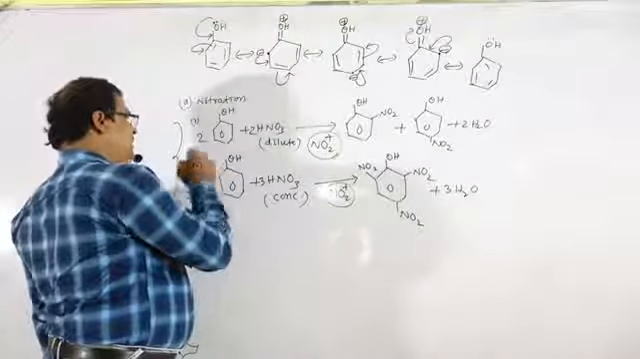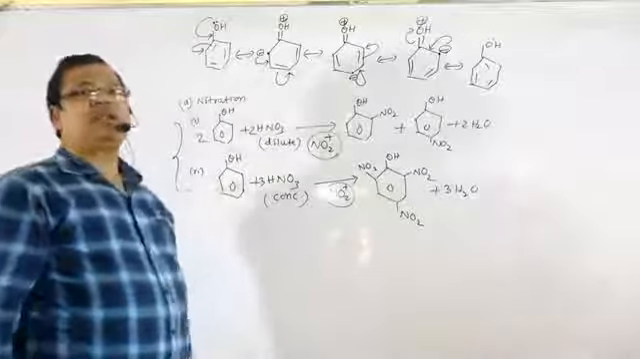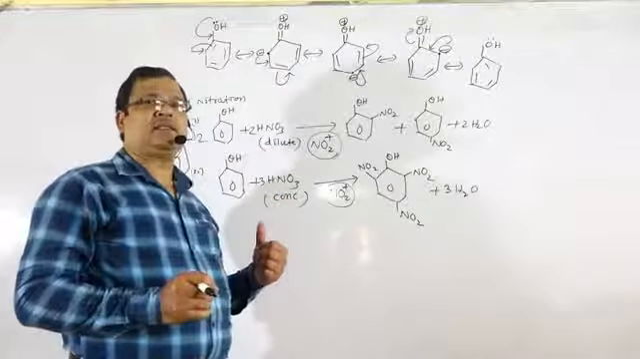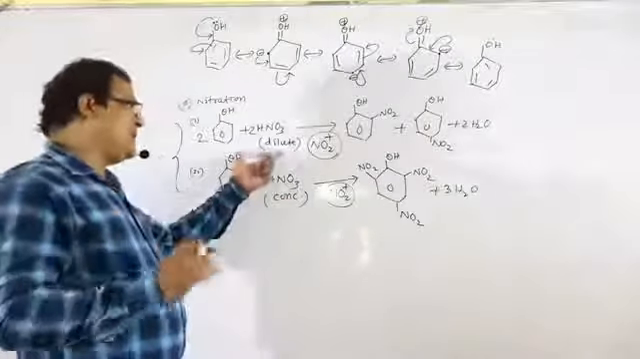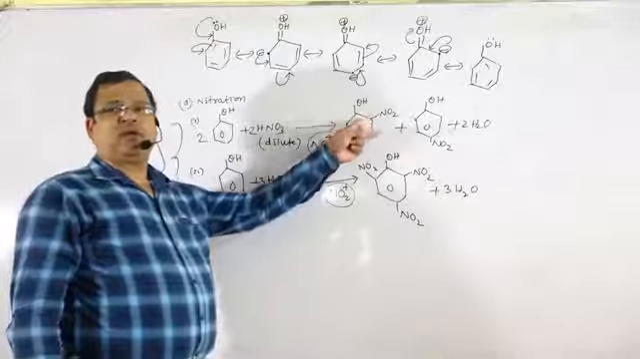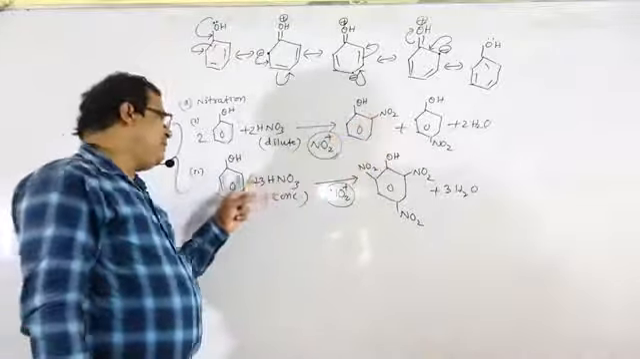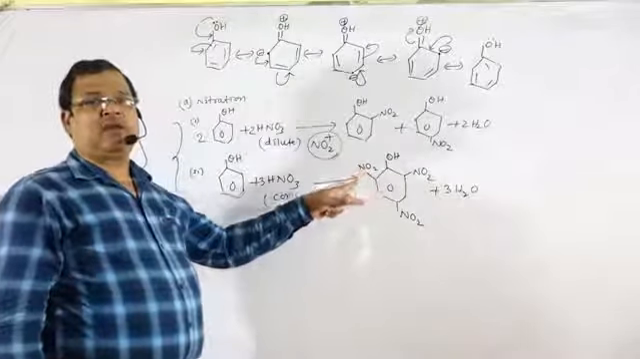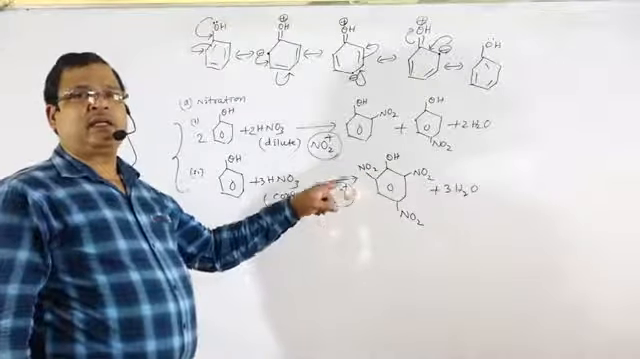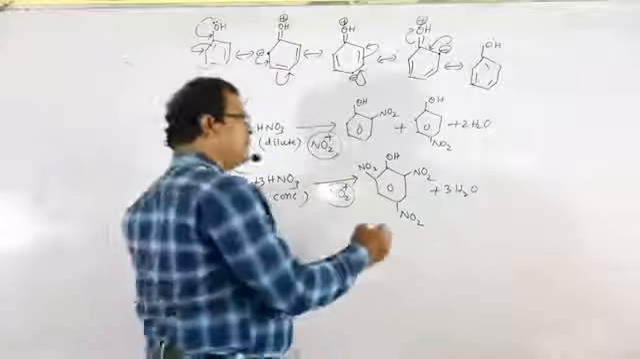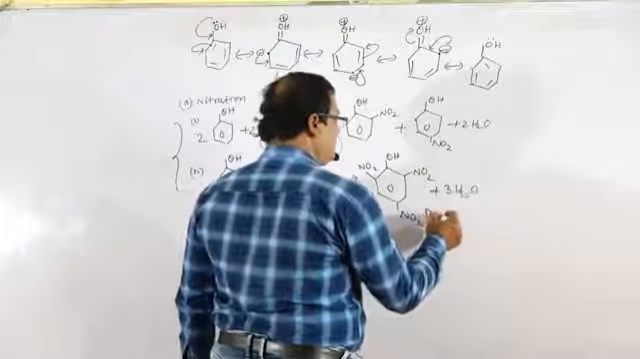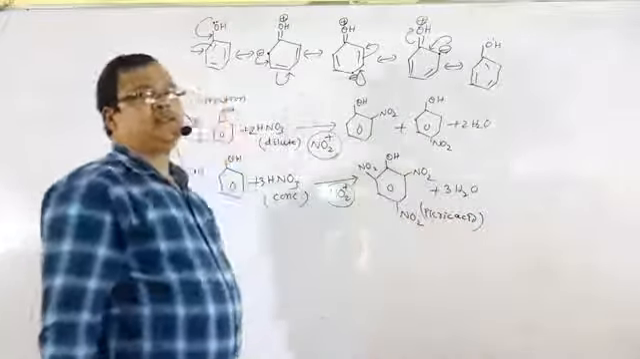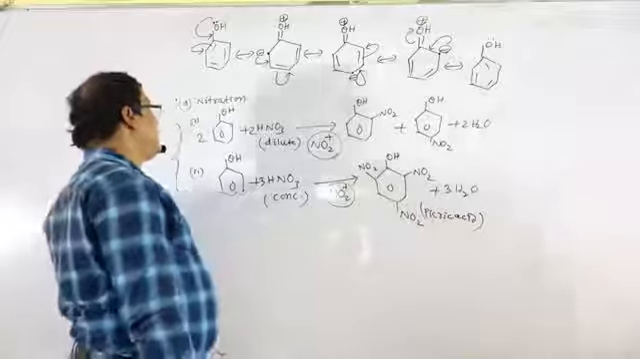So the nitration of phenol is explained on the basis of whether we have used dilute nitric acid or concentrated nitric acid. If we have used dilute nitric acid, then there is the formation of orthonitrophenol and paranitrophenol. If we have used concentrated nitric acid, there is the formation of 2, 4, 6 trinitrophenol, otherwise known as picric acid. So this is regarding the nitration.